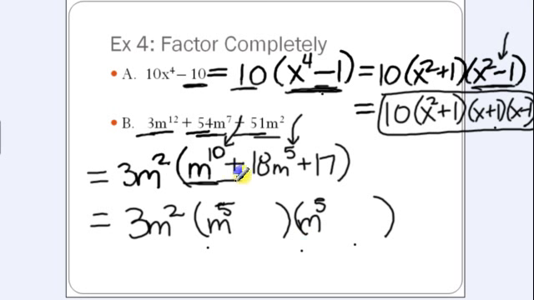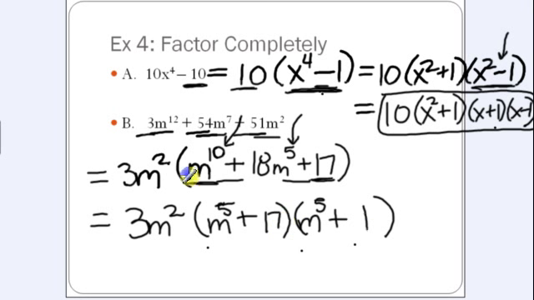Then I want to look at the signs. Both being positive means that I'm only dealing with positive numbers, and I can make those both addition. Last times last equals 17. Well, the only thing I can multiply that are whole numbers to get 17 would be 17 and 1. So let's see if that works.